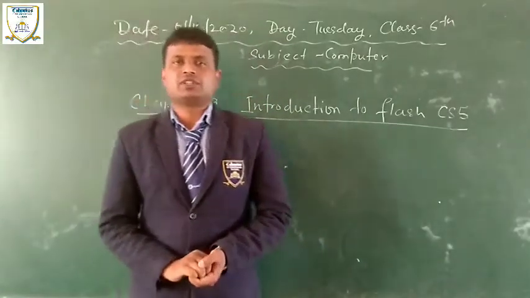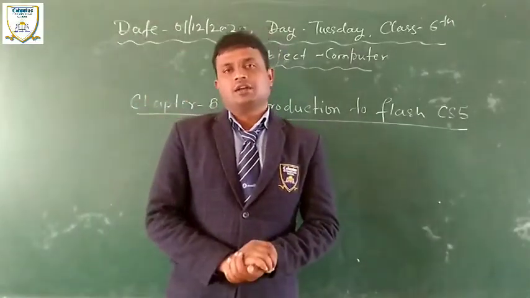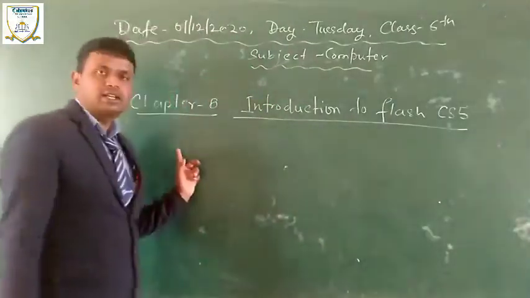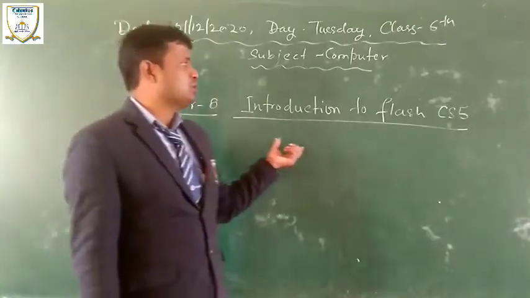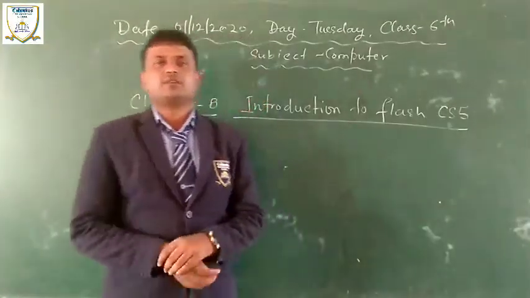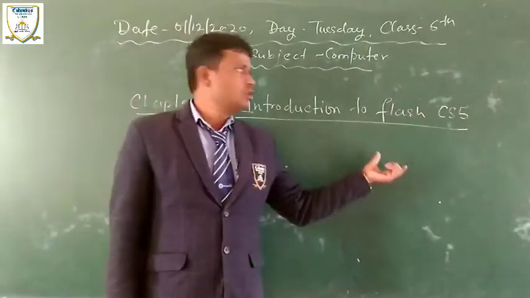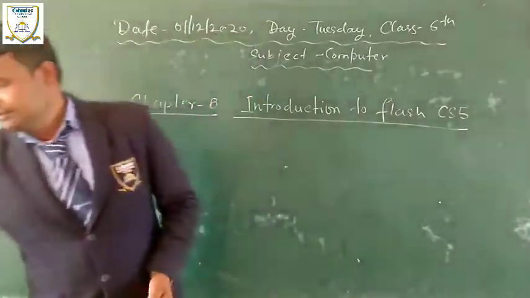Today we are going to understand the last chapter in the computer book. The last chapter is chapter 8, and the name of that chapter is Introduction to Flash CS5. What is the name of that chapter? The chapter name is Introduction to Flash CS5.